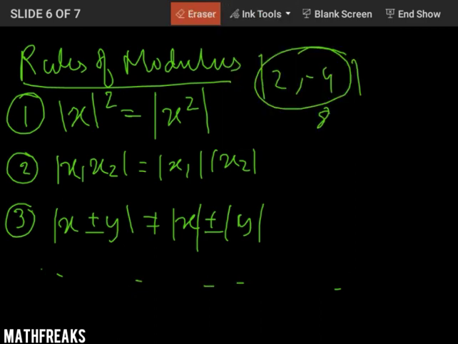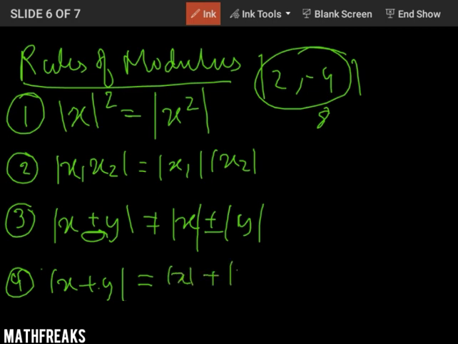Now I told you that this is not always true, so when will this condition be false? When x is greater than or equal to 0. I'm not talking about the minus, I'm talking about x plus y. So the fourth is that mod of x plus y is equal to mod of x plus mod of y if and only if x is greater than 0. This condition is a must, that x has to be greater than 0, and this is very logical as well. You can think of numbers and add them, you will get the same result.